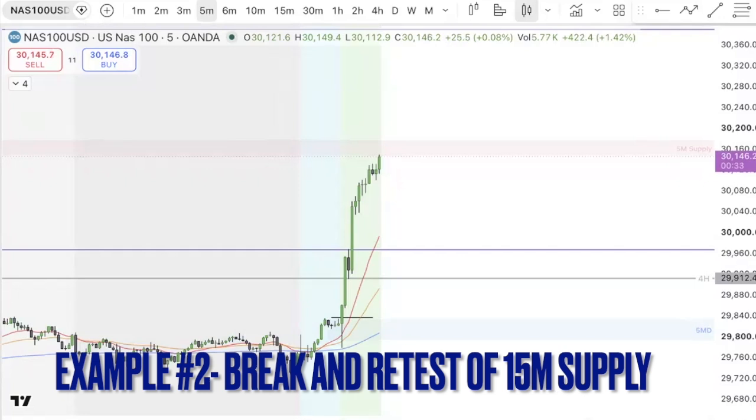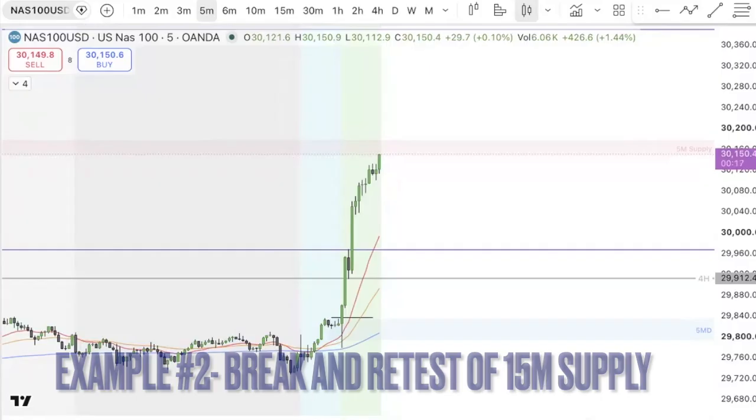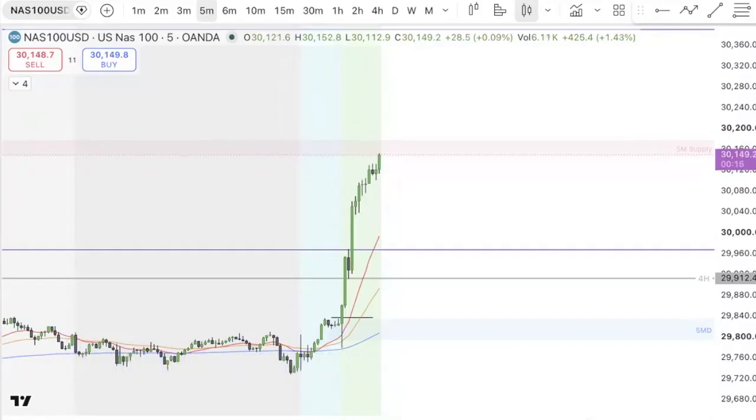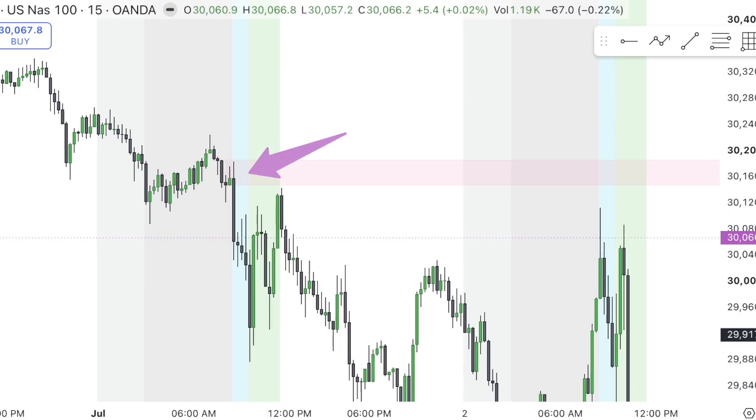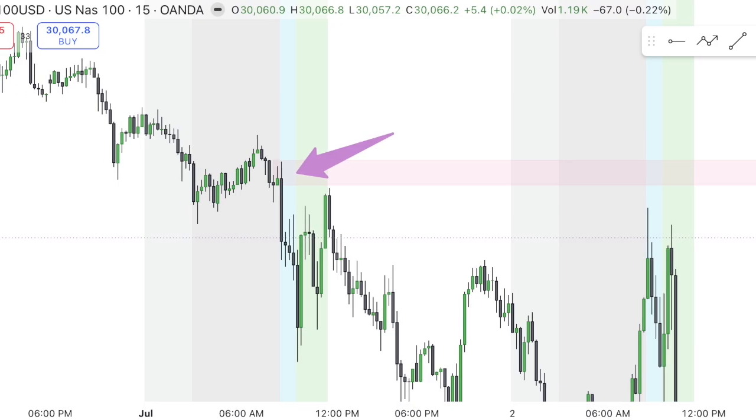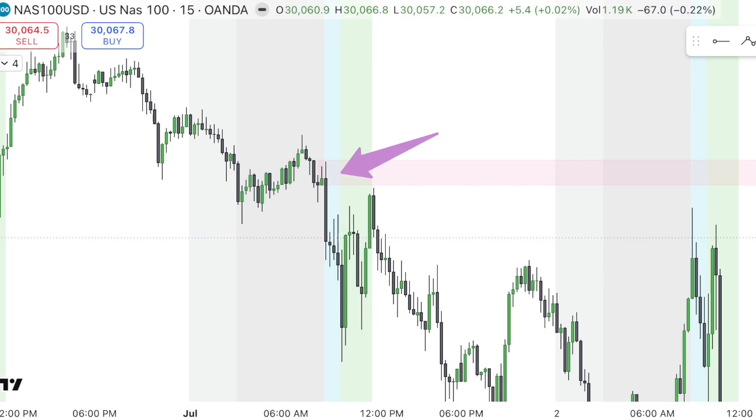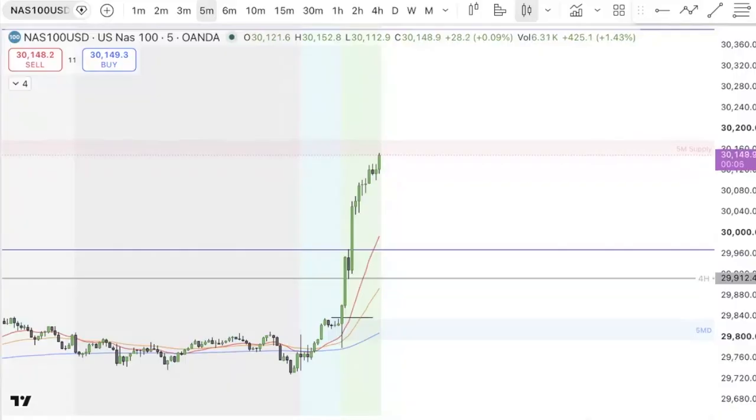Okay, our next example is a break and retest of a 15-minute supply area that was created on July 1st. So it's a fresh zone that was created back in July, and this is one example of how important and helpful it is to mark your charts up on Sunday evenings to get ready for the week. We found a fresh zone from July 1st, and we marked it. We know there was a reaction at that level last time price was there, and there's a good chance there may be a reaction this time.